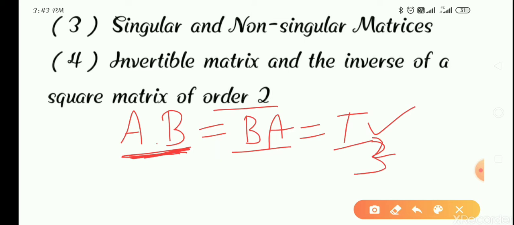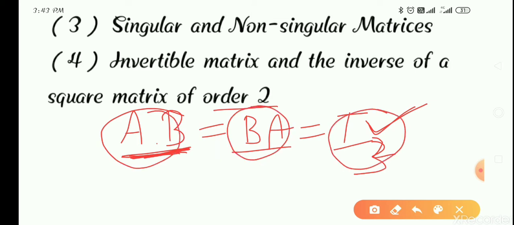So if such a case exists, the product AB equals the product BA equals I3, then you can say A is the inverse of B and B is the inverse of A. But the condition you will have to remember: this product AB equals BA. Both should be equal and must equal I. Then you can say A is the inverse of B and B is the inverse of A. Now how can you find the inverse of a matrix of order 2?